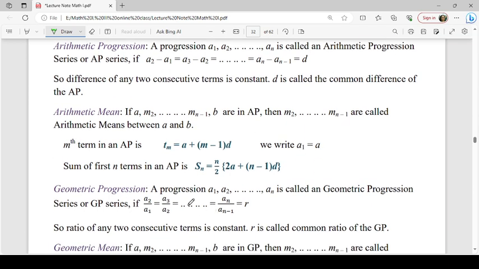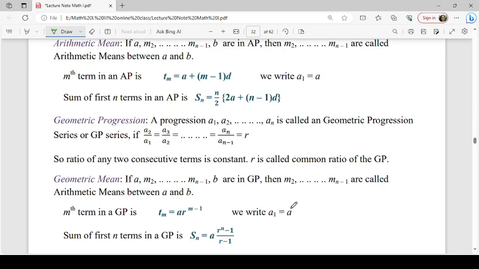Similarly, geometric progression is the same, it is some sequence of numbers, terms, and the pattern is the ratio of two consecutive terms, it is r. So a2 by a1 equals a3 by a2 equals a(n) by a(n minus 1), these are all r.